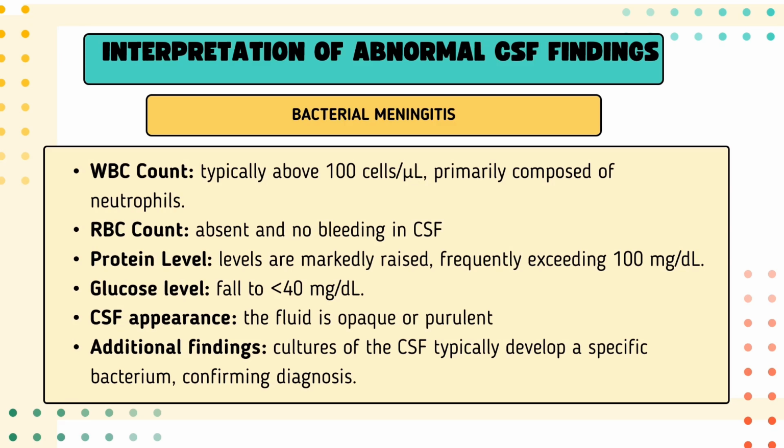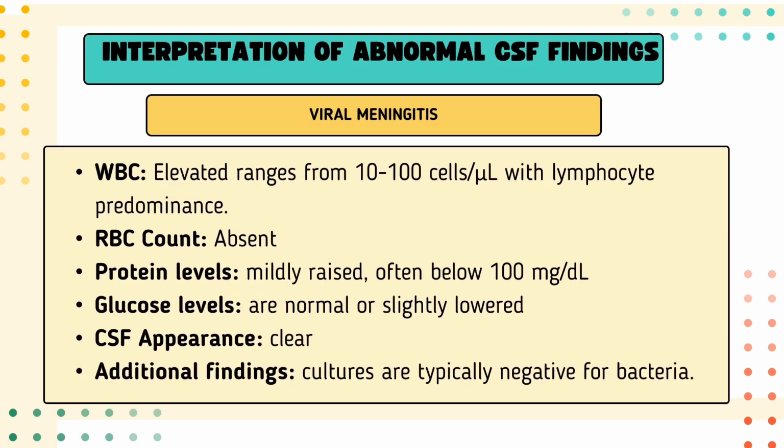For CSF appearance, the fluid is opaque or purulent, indicating the presence of pus and a high concentration of cells. For additional findings, cultures of the CSF typically develop a specific bacterium, confirming diagnosis. Viral meningitis. For WBC, elevated ranges from 10 to 100 cells per microliter with lymphocyte predominance, indicating viral infection.